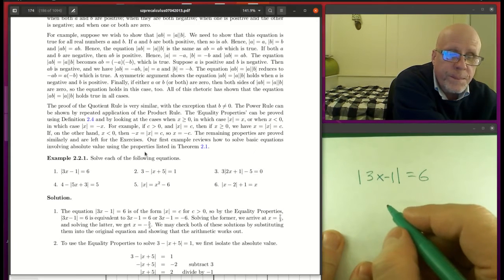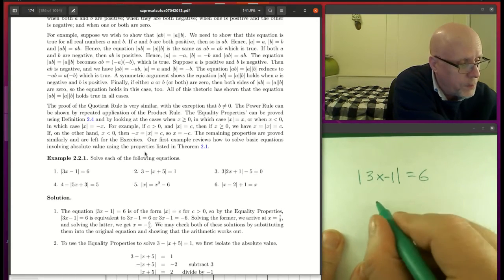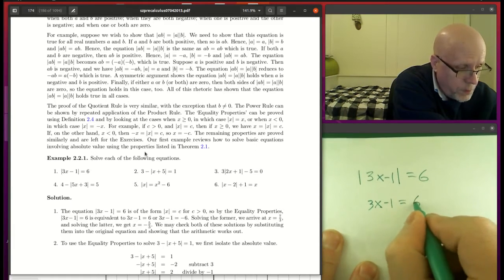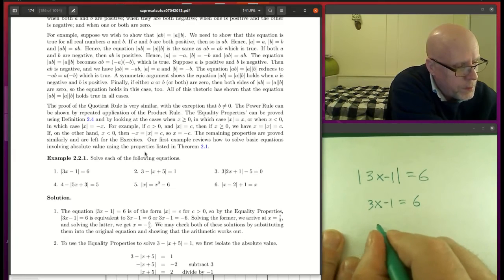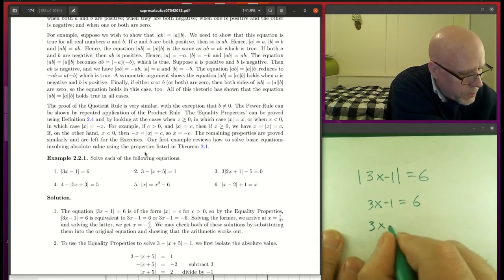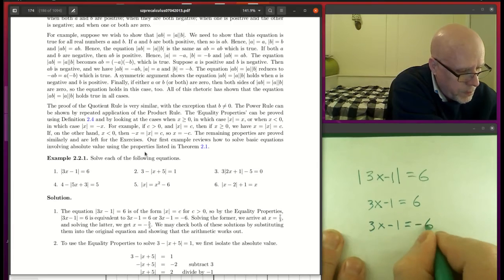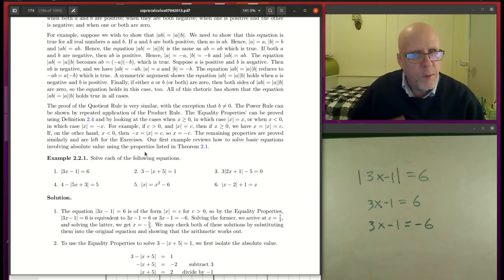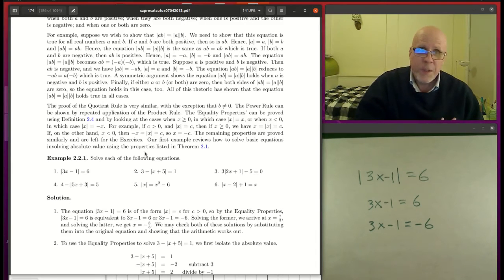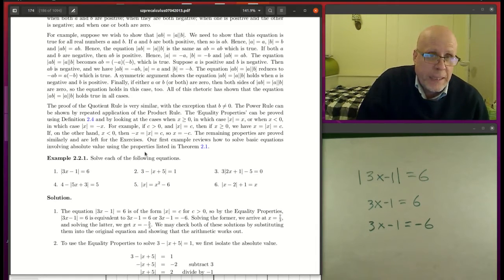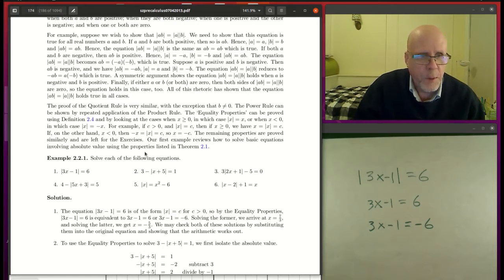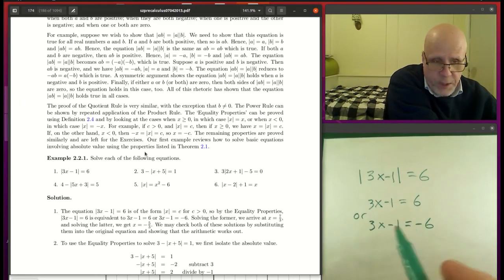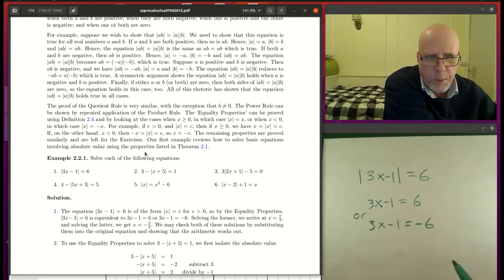There's basically two answers to this. Either 3x minus 1 is equal to 6, or 3x minus 1 is equal to negative 6. That's what the two points on either side of the absolute value sign said. The only problem here is that I don't have just x inside the absolute value. I've got 3x minus 1. But these two solutions are easy enough to find because that's the sort of algebra we've done a million times.